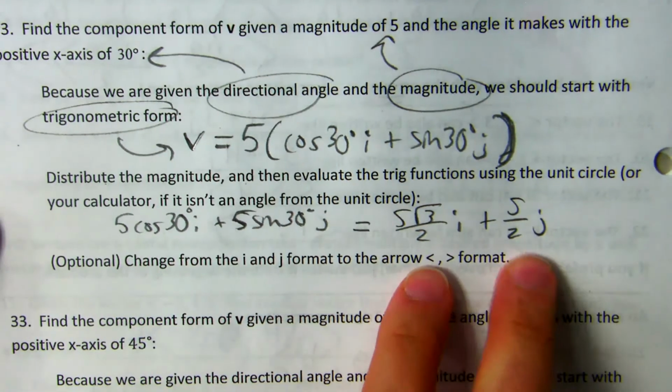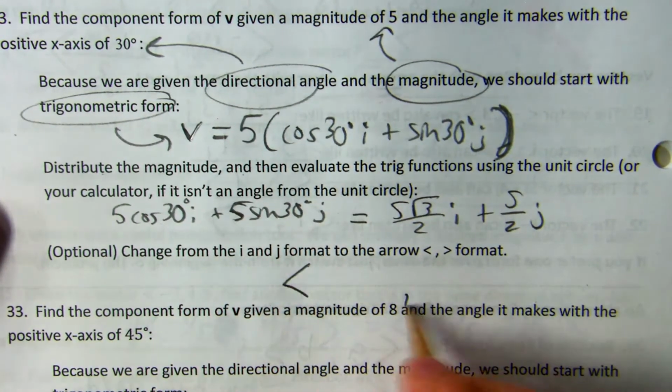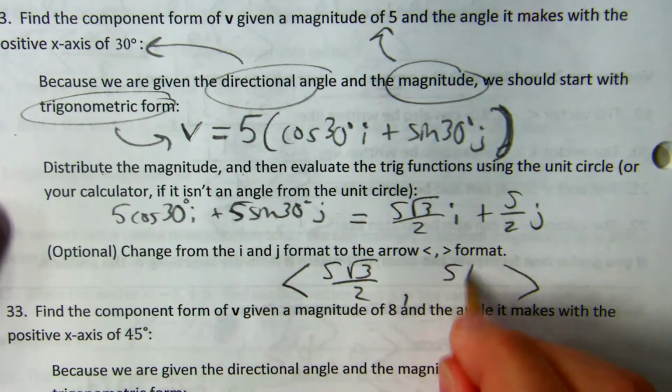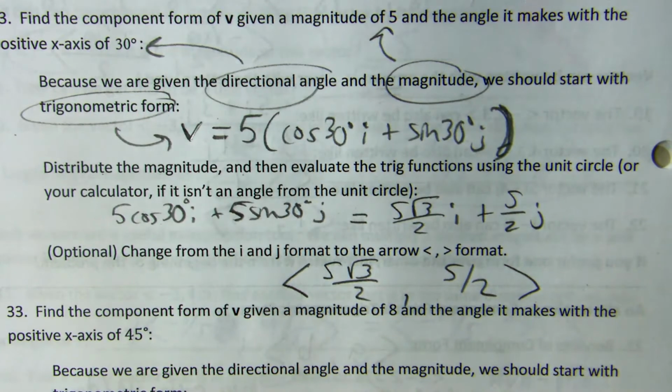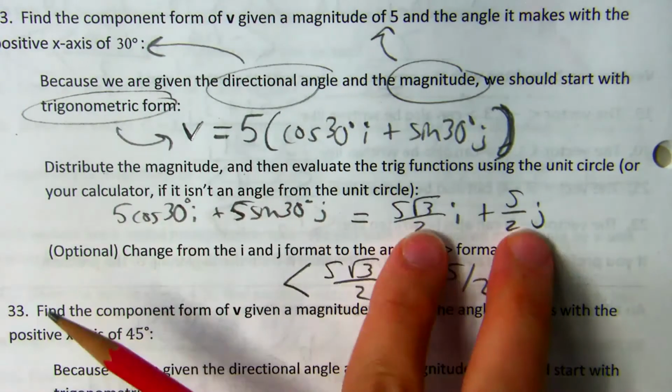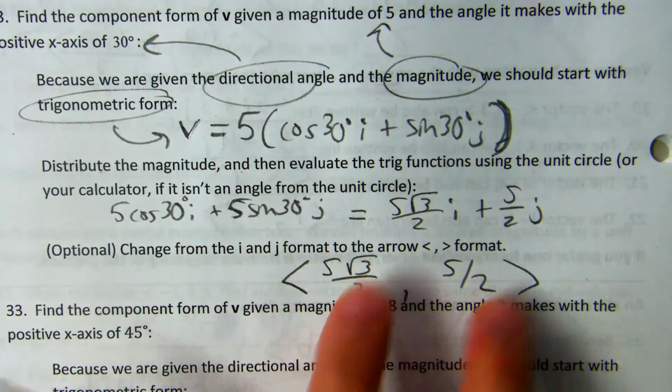So in terms of i and j, if you'd rather have the arrow notation, then you could put a fraction. Distribute the 5, evaluate it if you can, if it's an angle we know, and then you can leave it like this or you can write it like this.